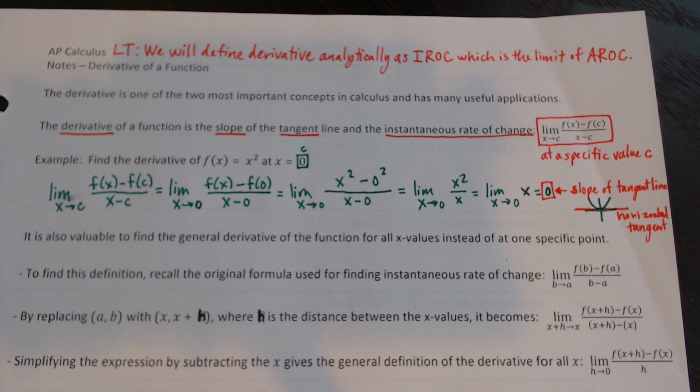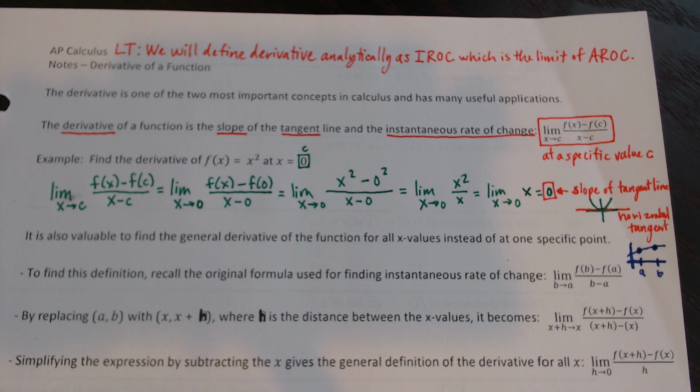I mentioned earlier that there's also a formula for the general derivative, and I'd like to show you how to derive that formula from what we know about average and instantaneous rate of change. But I'd also like you to know that it's valuable to have this formula because sometimes we don't just want the derivative at a specific value. We'd like the derivative for the entire function at any x value that we wish to evaluate.